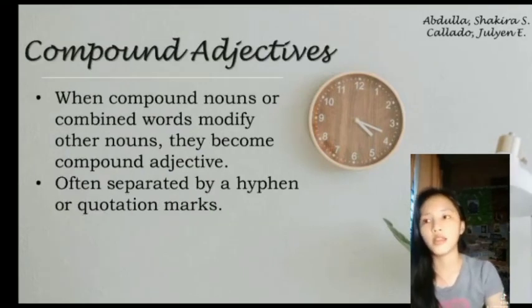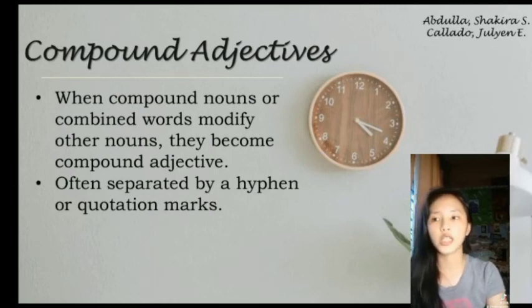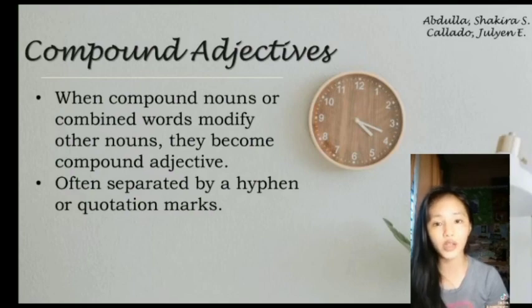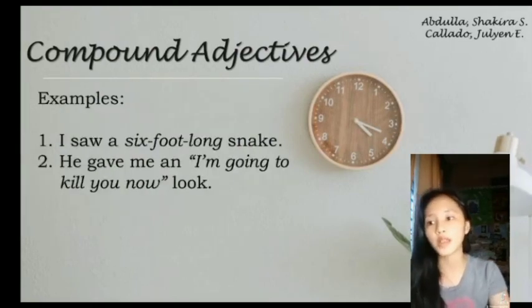And then the last kind of adjective is the compound adjectives. Compound adjectives are formed when compound nouns or combined words modify other nouns. They become compound adjectives. It is a combination of words, often separated by a hyphen or quotation marks. So, some examples of compound adjectives.